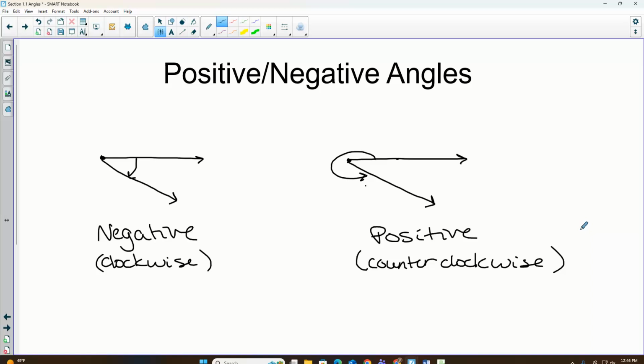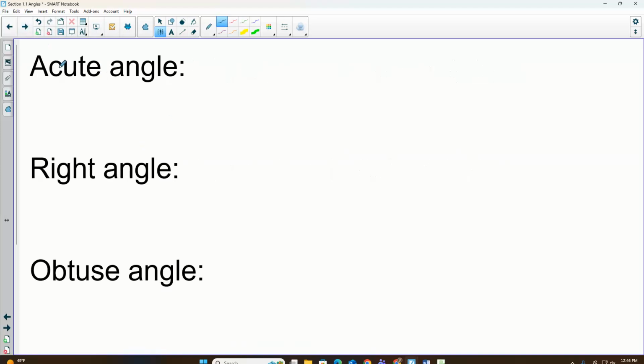Some other words that we might hear when we're talking about angles. We have acute, right, and obtuse angles. You guys have all heard those things before, right? What's an acute angle? Less than 90 degrees. Because we can now have negative angles, we will specify it's between 0 and 90. So all these definitions, when you learned them, it dealt with positive angle measurements. So acute is just anything between 0 and 90.